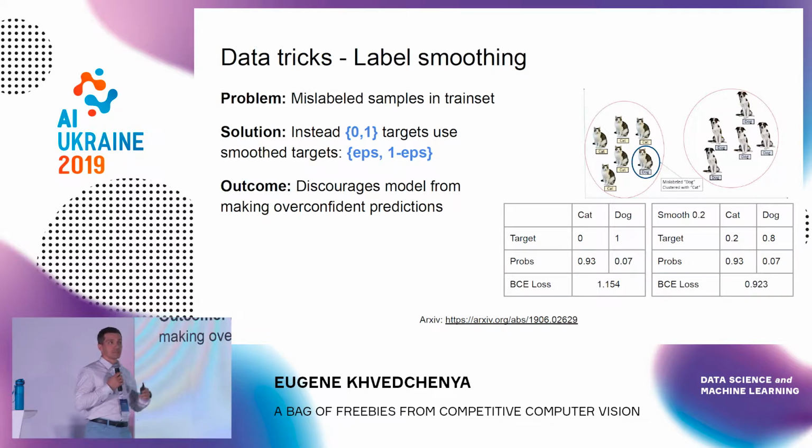And this will have the following impact on the model. Model will not be making overconfident predictions. And by discouraging the model from making these overconfident predictions, we reduce the impact of the wrongly annotated labels on the final accuracy. So basically, the bottom line is the model becomes less sensitive to annotation errors, and therefore we dampen their impact on the accuracy.